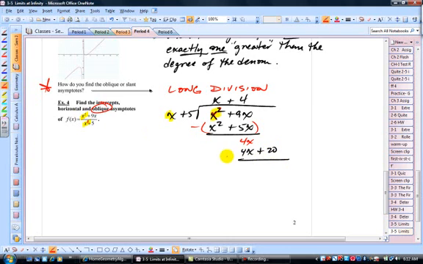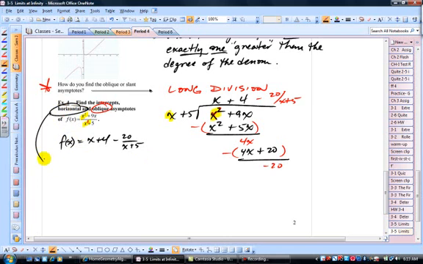And then you subtract. 4x minus 4x is 0, and then you have to subtract the 20, and you get a remainder of negative 20. So minus 20 divided by x plus 5. So this function here is actually equal to x plus 4 minus 20 divided by x plus 5. And that's my function written in a slightly different way.